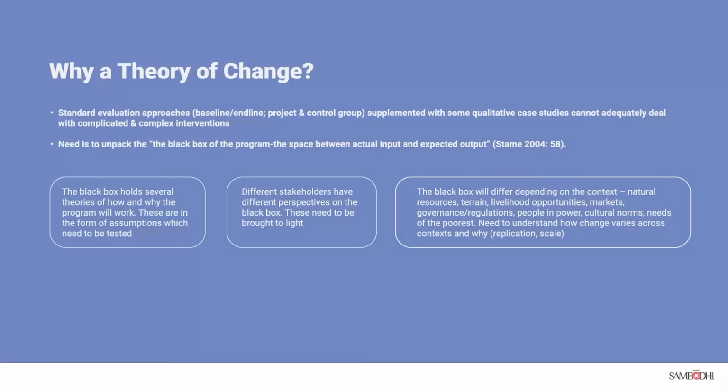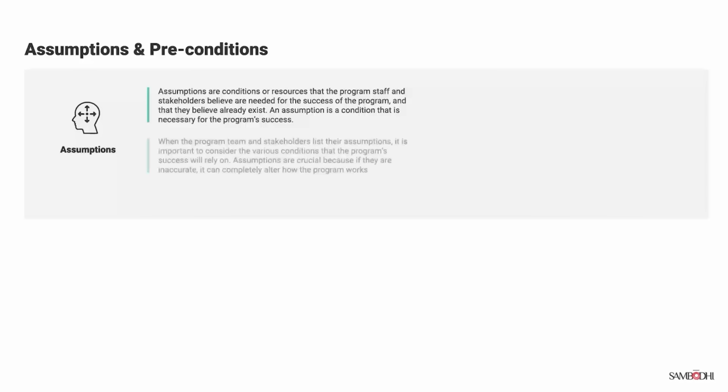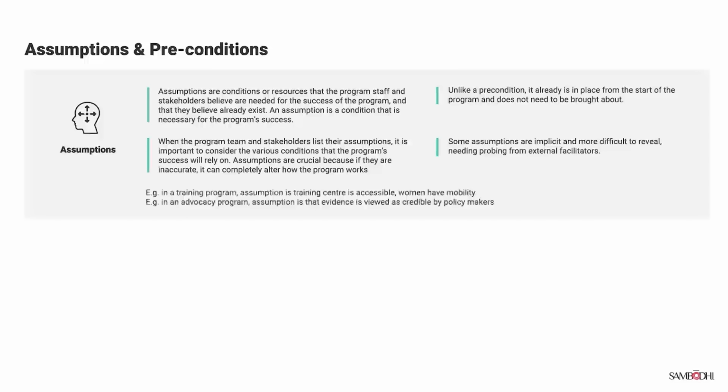We can now move to understanding the assumptions and preconditions associated with theory of change. Assumptions are conditions or resources that the program staff and stakeholders believe are needed for the success of the program, and that they believe already exist. They are crucial because, if inaccurate, they can completely alter how the program works.